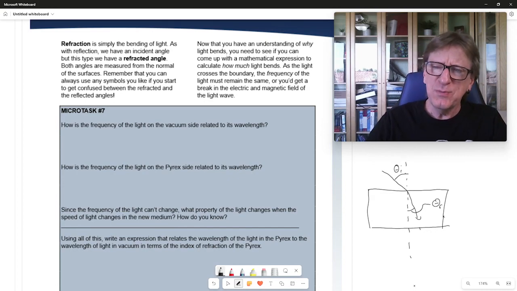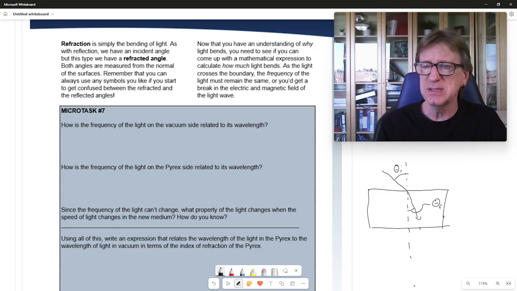Okay, so let's see if we can come up with some mathematical expression for showing how much it bends. So we want to find a relationship between the incident angle and the refracted angle. So to build there, how is the frequency of light on the vacuum side related to its wavelength? What is the expression that relates the frequency to the wavelength out here in the incident material? We'll use the f_i for that. You may remember that from your notes. That's just going to be c over lambda_i.